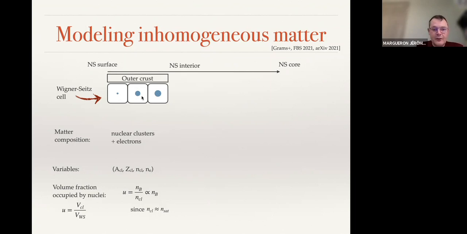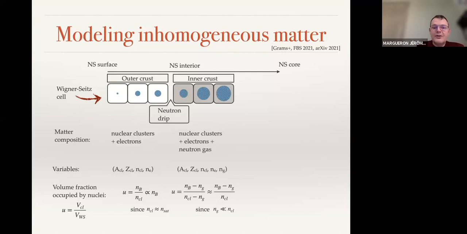So let me just say a few things before. We have 4 variables: 3 to describe the cluster properties, the mass, the charge, and the density, and 1 which describes the electron density, which is modeled as being uniform in the crust. If you write, for instance, the volume fraction occupied by the nuclei, it is given by the baryon density over the cluster density. And since the cluster density is close to the saturation density, the volume fraction increases as the density increases.